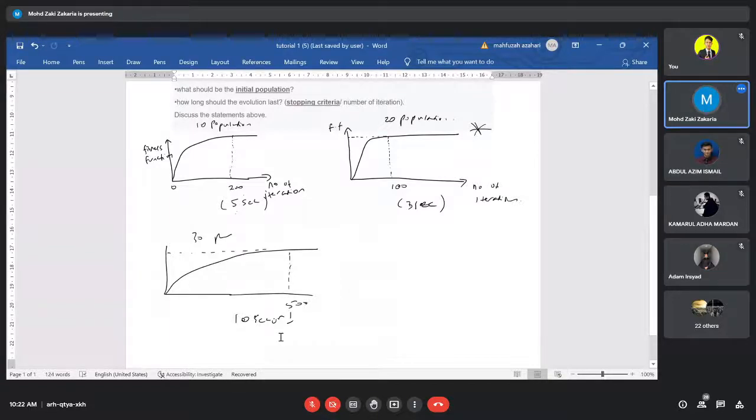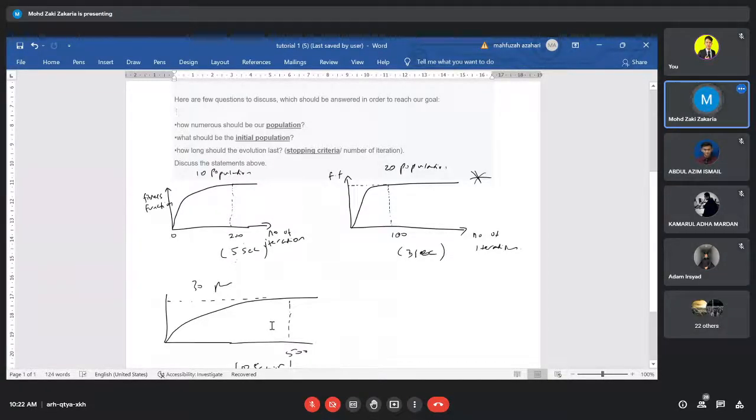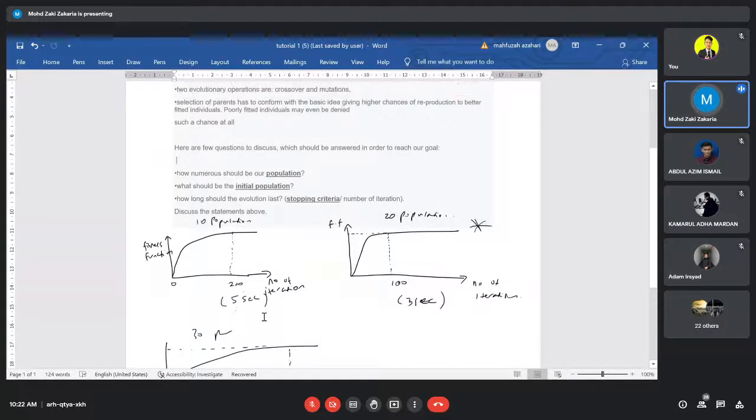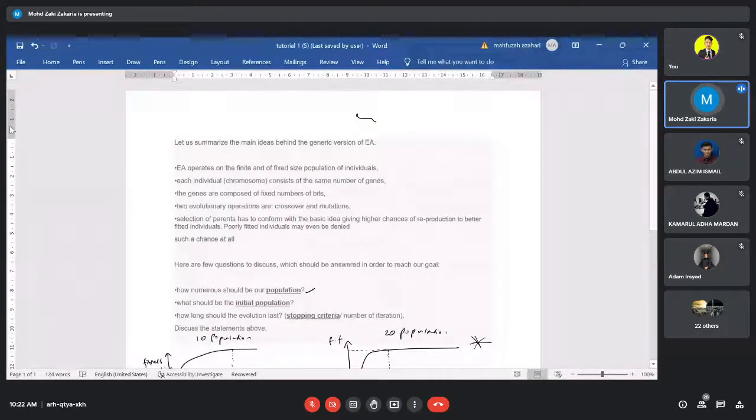So that is how we determine the population: how numerous should our population be? We cannot answer that with a concrete criterion, because we don't have one for this question. It depends on the problem, and on how we manage the problem representation. So we should run multiple experiments. That is for the size of the population.